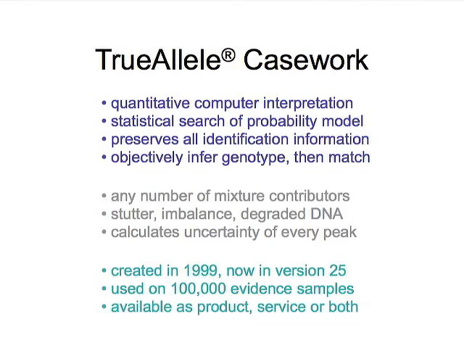It does statistical search using a rich probability model with thousands of variables. The main one that we care about is the genotype. That's what goes into the likelihood ratio. It preserves all the identification information, and it objectively first infers genotypes, stops, never seeing a suspect, and only afterwards makes any comparison with one suspect, 10, or an entire country's database. It can use any number of mixture contributors, 4, 5, whatever. It has models for stutter, imbalance, degraded DNA, and all the things you're used to.